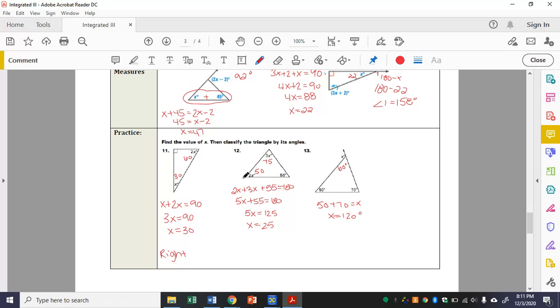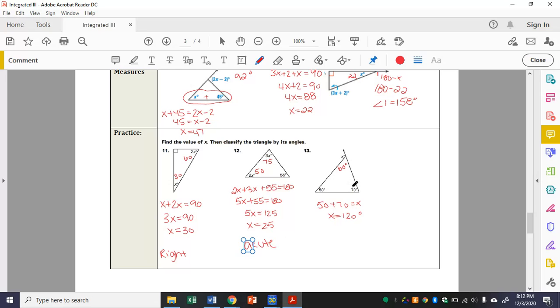On 12, we use the angle sum theorem. We know that all 3 of these angles, when we add them together, we'll get 180 degrees. So we add them all up to get our value for x. Once I have my value for x, I go back in and I plug that in to get my values for these missing angles. And because they are all less than 90 degrees, we have an acute triangle here.